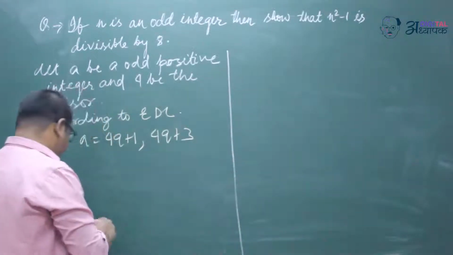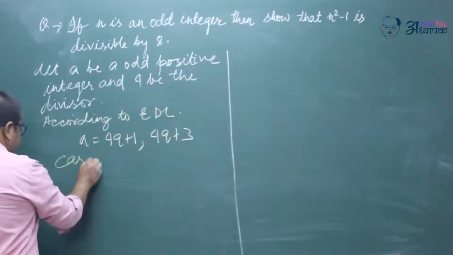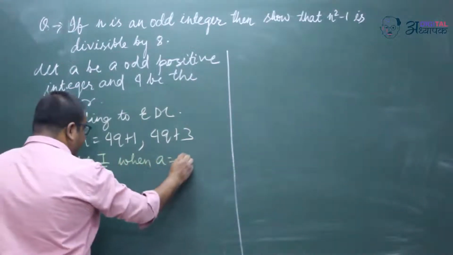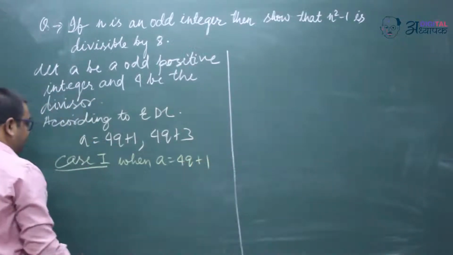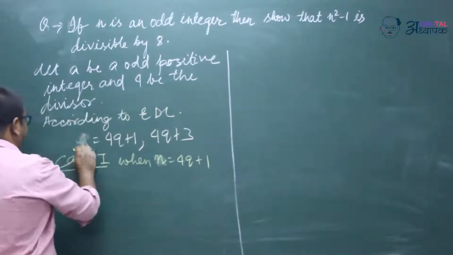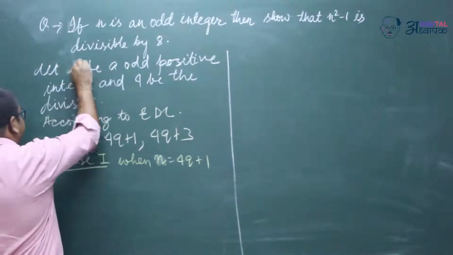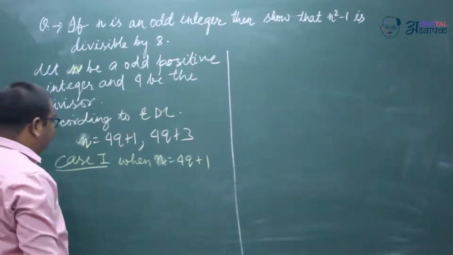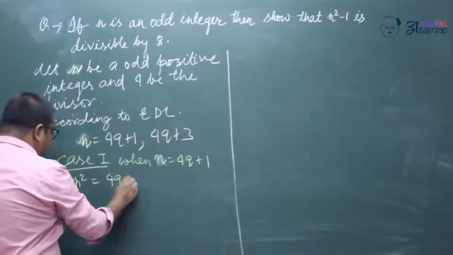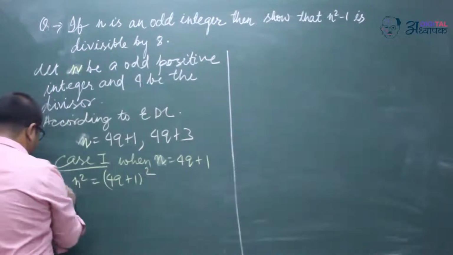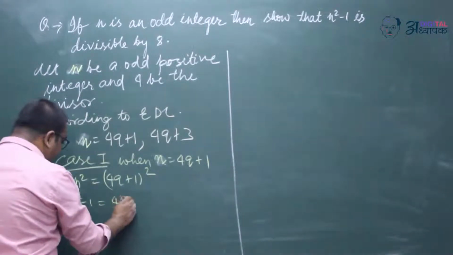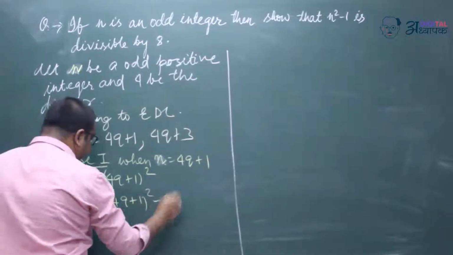Let us start. So we will start with case 1, when n is equal to 4q plus 1. Sorry, it's not a, I should write n because it is written n in the question. So n is equal to 4q plus 1. So this implies n square is equal to 4q plus 1 whole square. This implies n square minus 1 is equal to 4q plus 1 whole square minus 1.